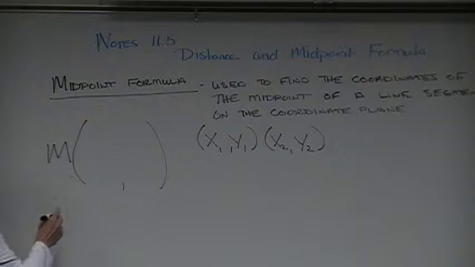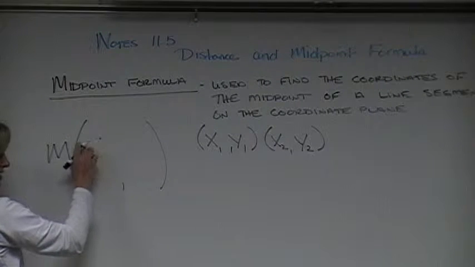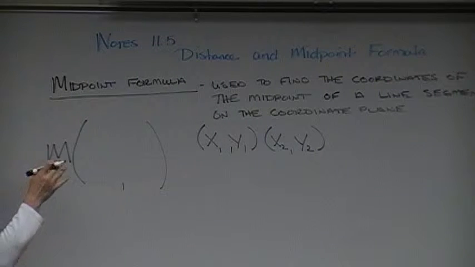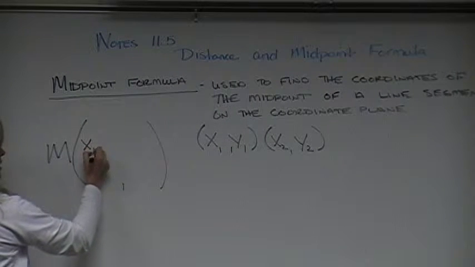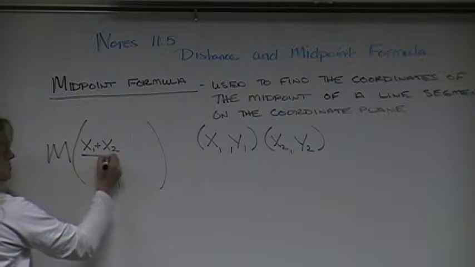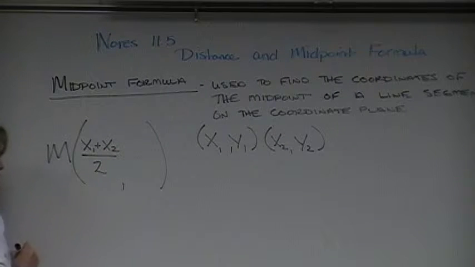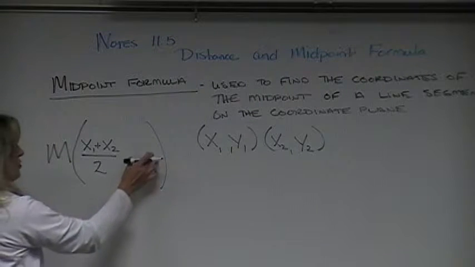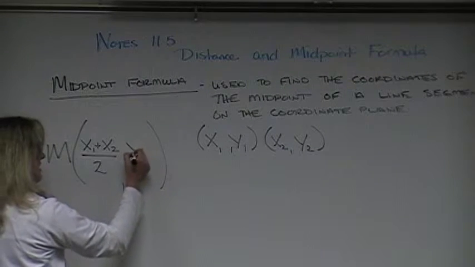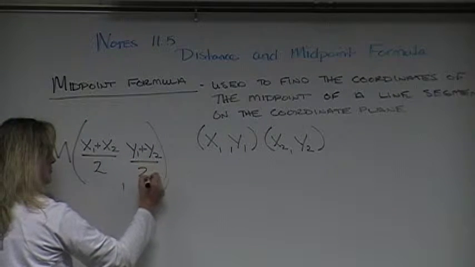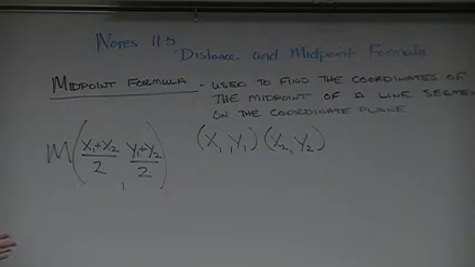How I do that is I take the two x coordinates, add them together, and then divide by 2, because I'm taking the halfway point. So I add x sub 1 plus x sub 2 and divide by 2 to find the x coordinate of my midpoint. To find the y coordinate of my midpoint, I add the two y coordinates together and divide by 2. So my midpoint formula is very easy.